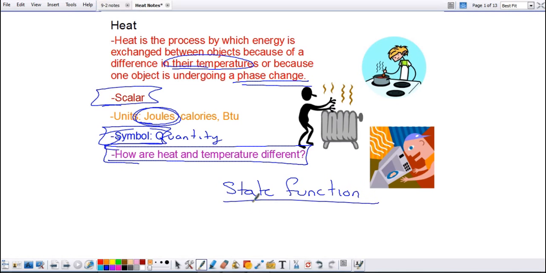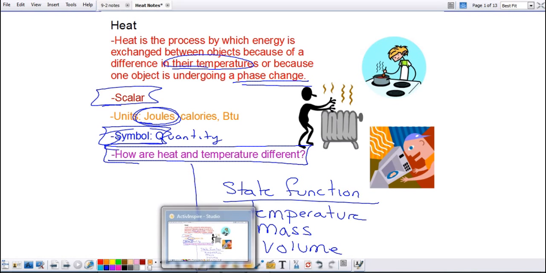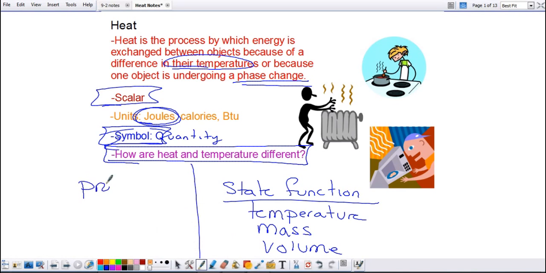And other state functions are mass and volume. You possess these things. I have a certain mass, I have a certain volume, and I can take my temperature and know what it is. Those are quantities, they're things that I have. However, heat is a process function, similar to work.